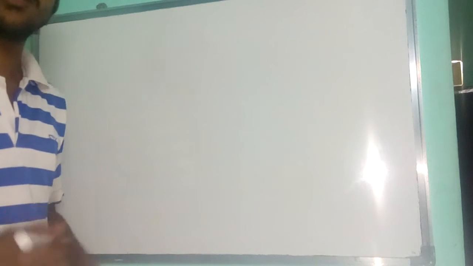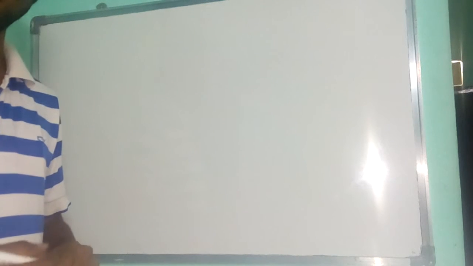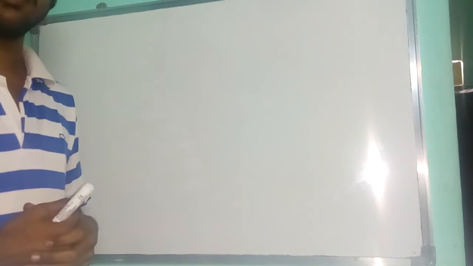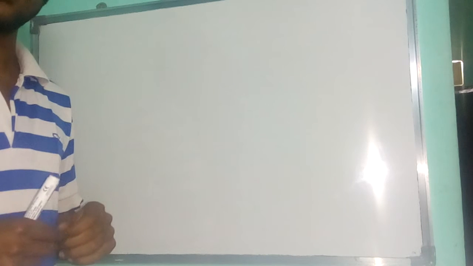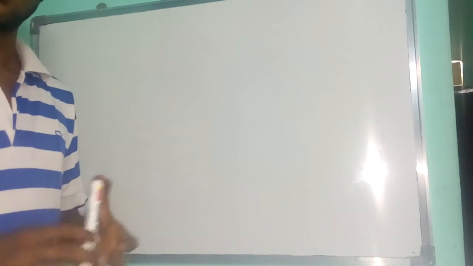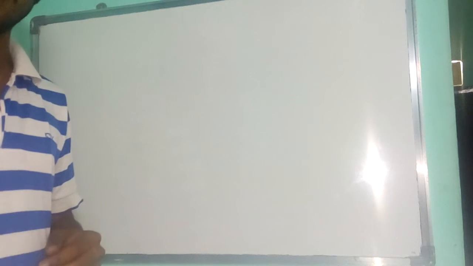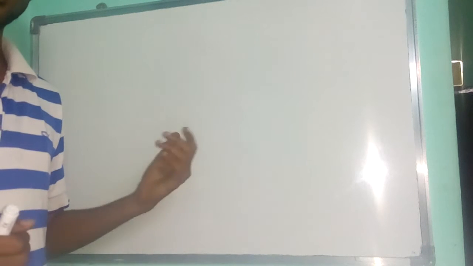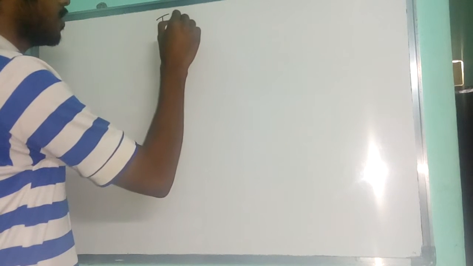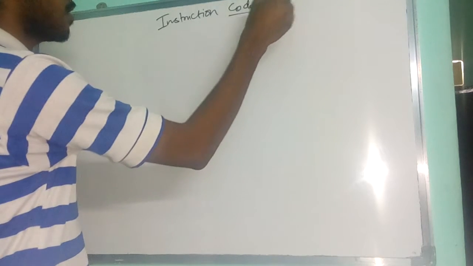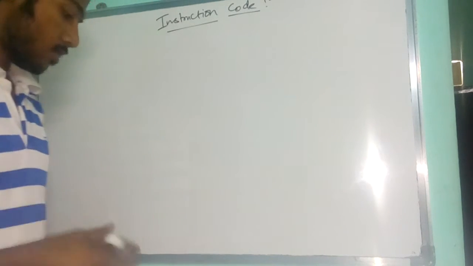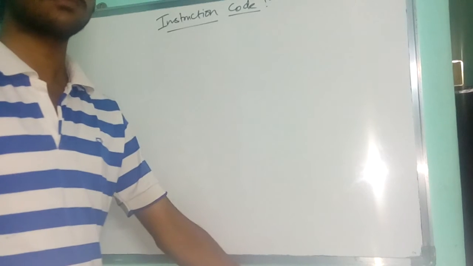Hi friends, in this video we are going to learn what an instruction code is, what an operation code is, how we address the memory, types of addressing, indirect and direct addressing, and stored program organization. So first thing is instruction code. So what is an instruction code?